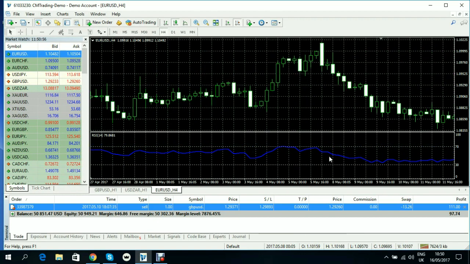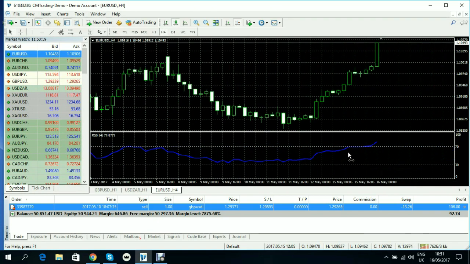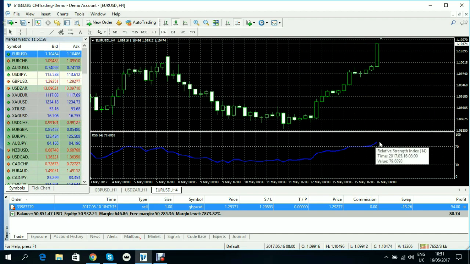And then the RSI reads overbought when it moves above 70, as it's doing right now. You can see that now it has moved above 70, which means that it is overbought, and anytime soon a reversal will come.